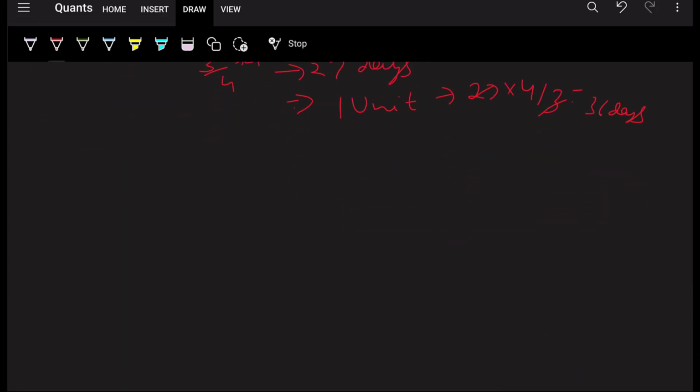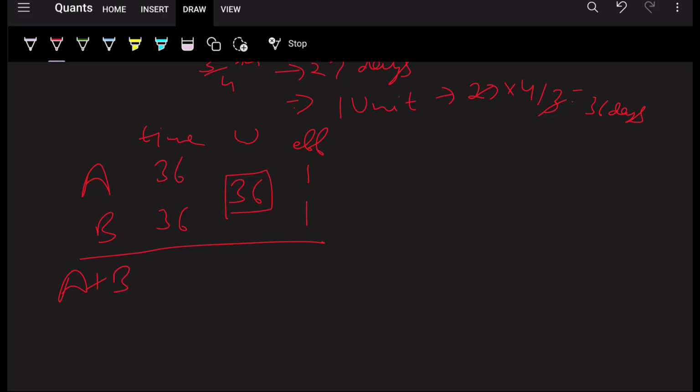Now we will make the table. The time for A and B is what? 36. The work will be the LCM of 36 and 36. It will be 36 only. The efficiency will be what? 1. Now A plus B, the efficiency will be what? 1 plus 1, which will be equal to 2. Okay, so now the time taken by A plus B will be what? Total work is 36, efficiency is 2, this is equal to 18 days. So it will be our answer.